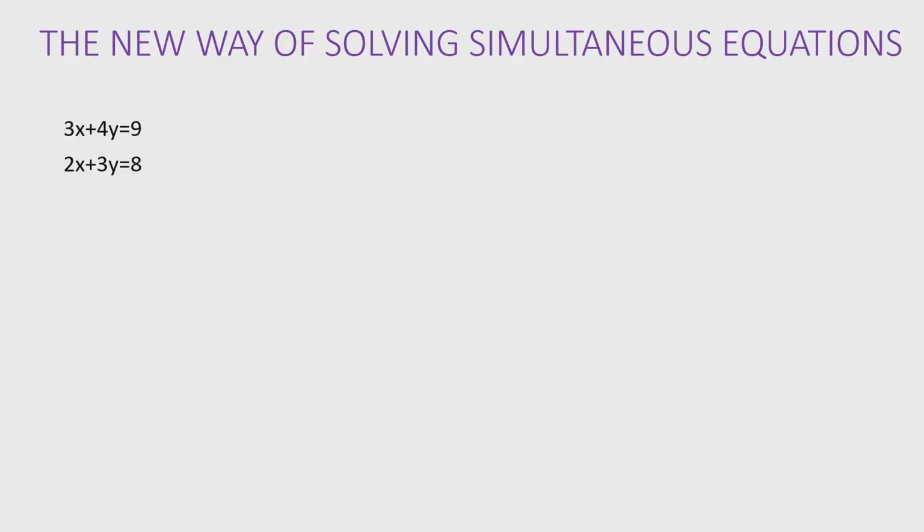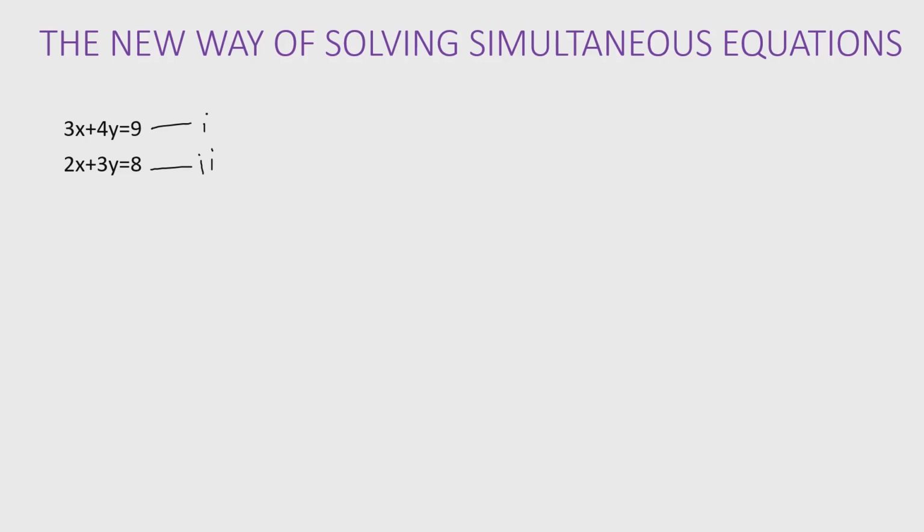Alright guys, in this tutorial we are going to be looking at the new way of solving simultaneous equations. So let's assume that you are given this equation: 3x plus 4y is equal to 9, 2x plus 3y is equal to 8. You can label it equation 1 and label this one equation 2. Okay, so what you are going to do is that in equation 1 you are going to make x subject of formula, and in equation 2 you are going to make x subject of formula.